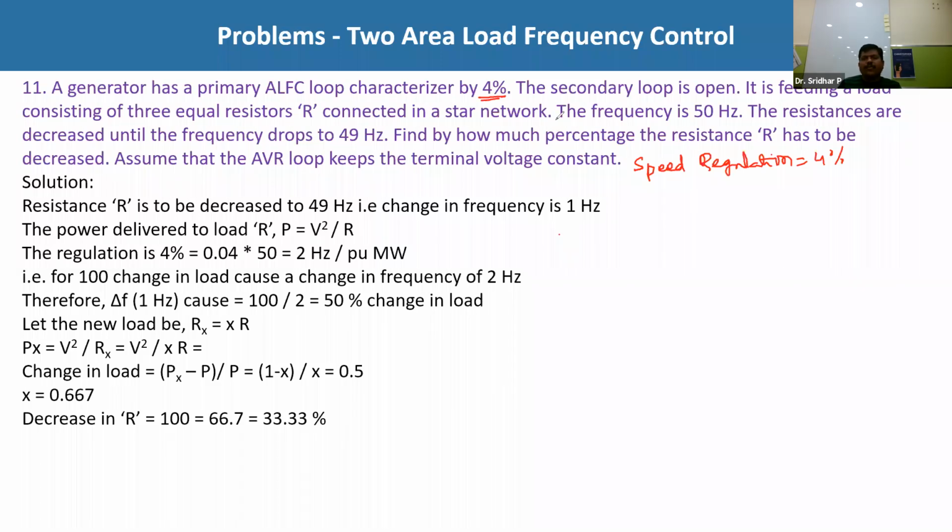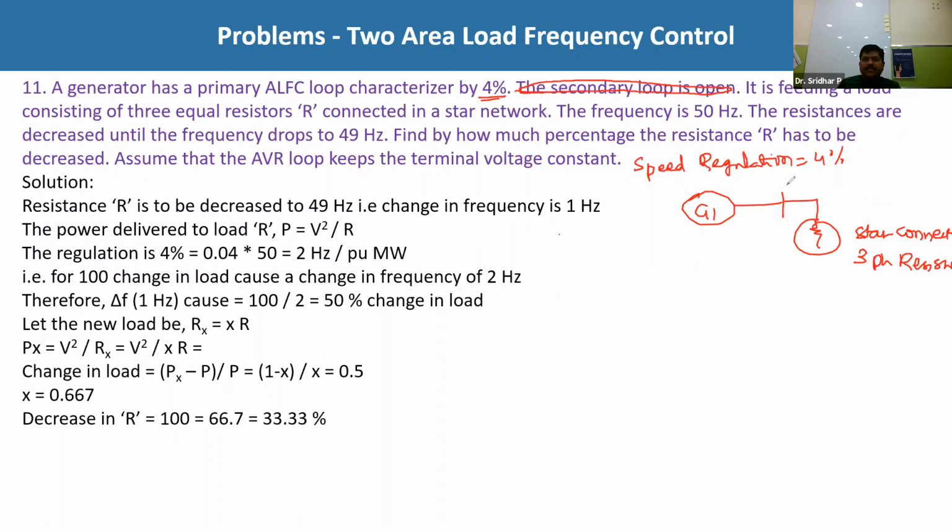The secondary loop is open. Of course, we are not talking much about the secondary LFC, so you can ignore this line also. Now it is feeding a load consisting of three equal resistors. How many areas are here? Only a single area. So this generator is supplying a load, and this load is star connected. Star connected three phase resistors are there, only resistive load, and all three resistors are connected in star. That is the meaning of the third statement.